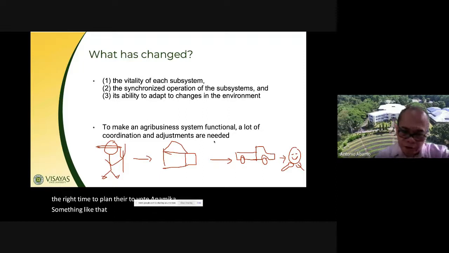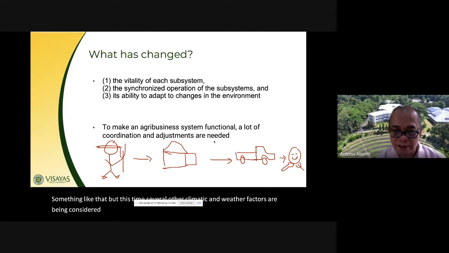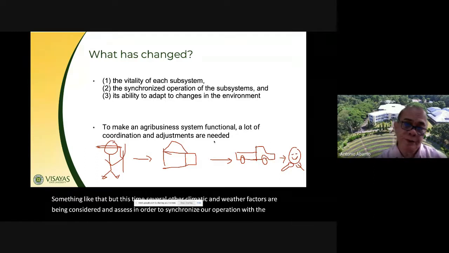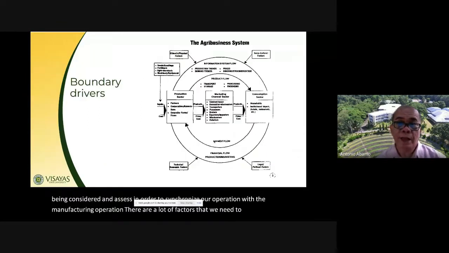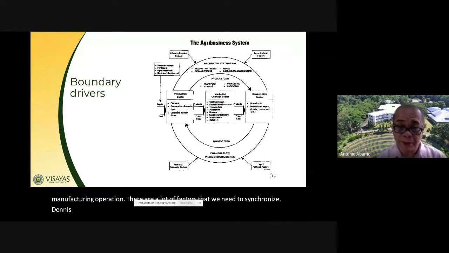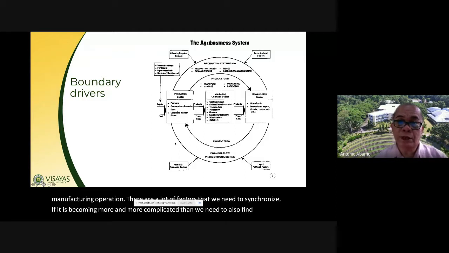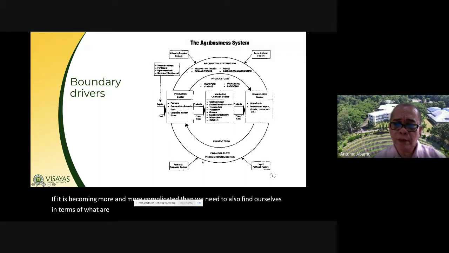But this time, several other climatic and weather factors are being considered and assessed in order to synchronize our operation with the manufacturing operation. There are a lot of factors that we need to synchronize. Then, if it is becoming more and more complicated, we also need to find ourselves in terms of what are the important external factors affecting agribusiness.